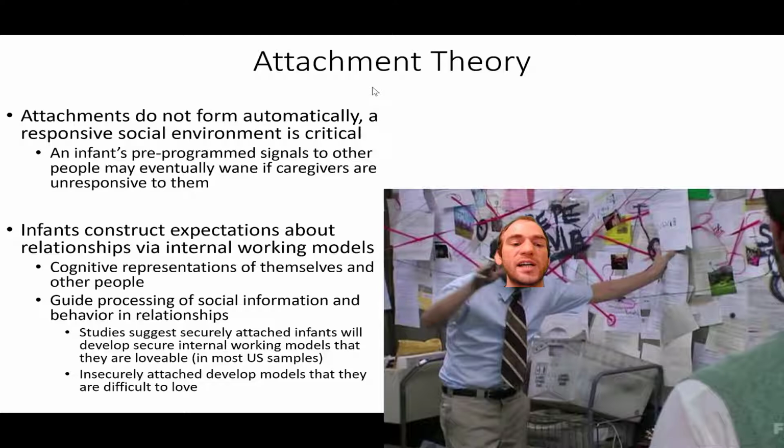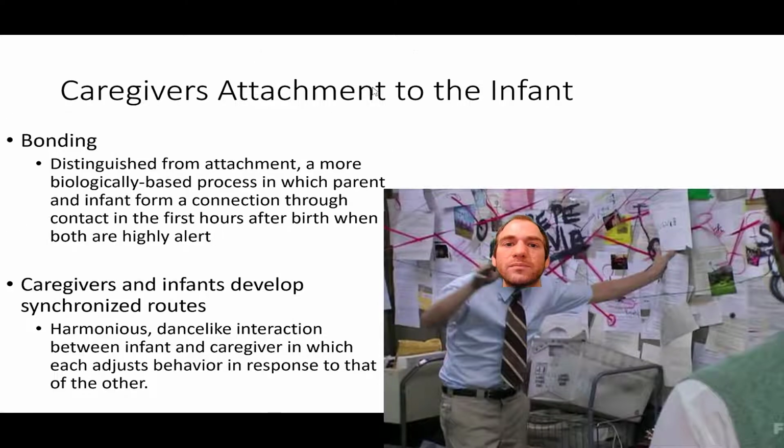So for insecure attachment individuals, an unresponsive environment contributes to an insecure attachment, which leads to this conclusion within that child, over time, that they are difficult to love. And we'll get into specific attachment styles momentarily.